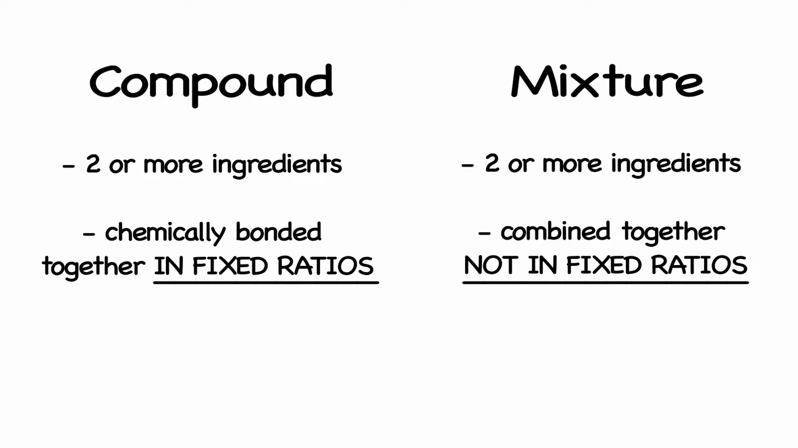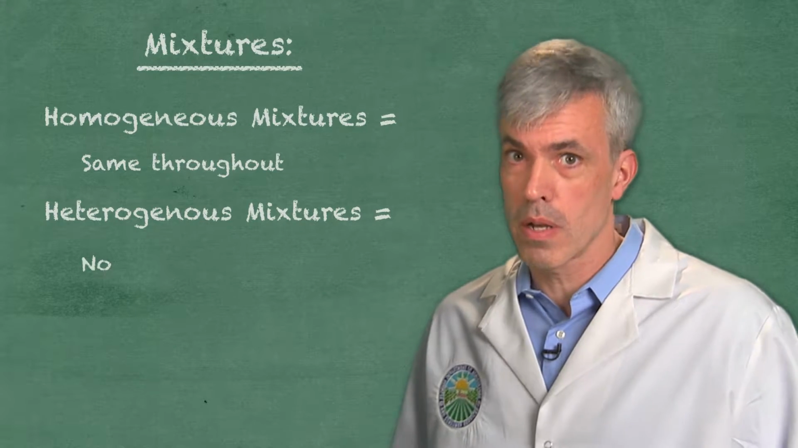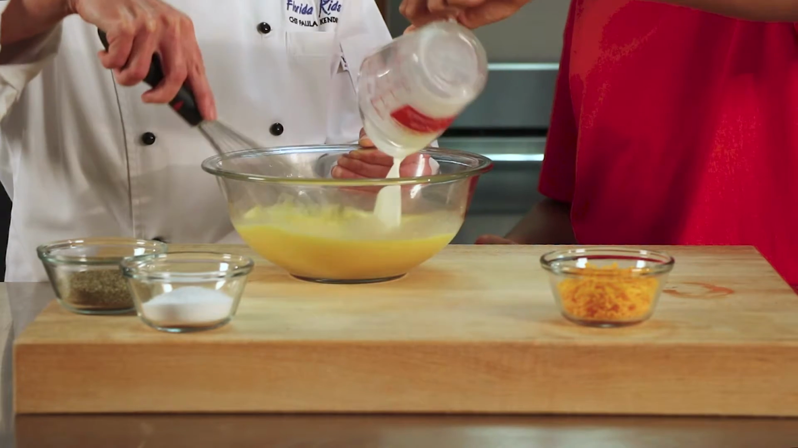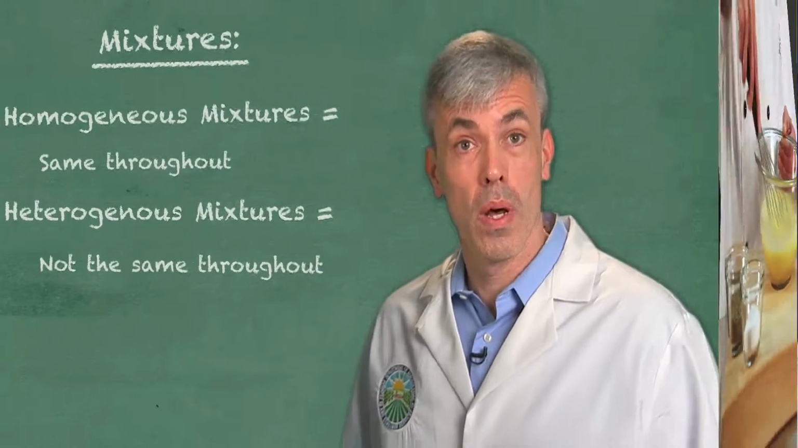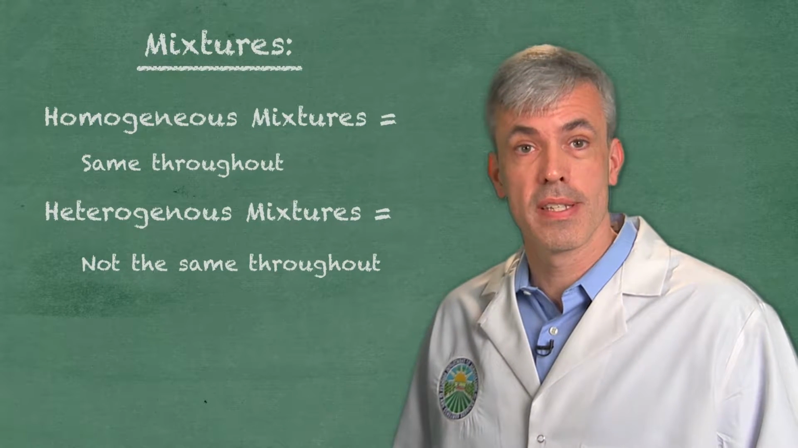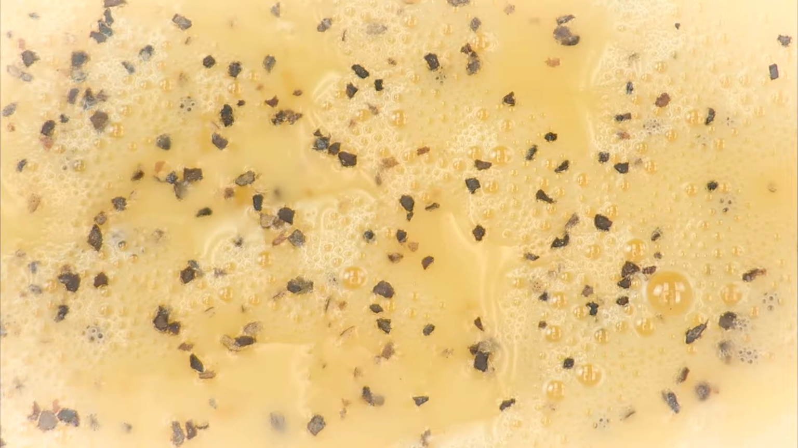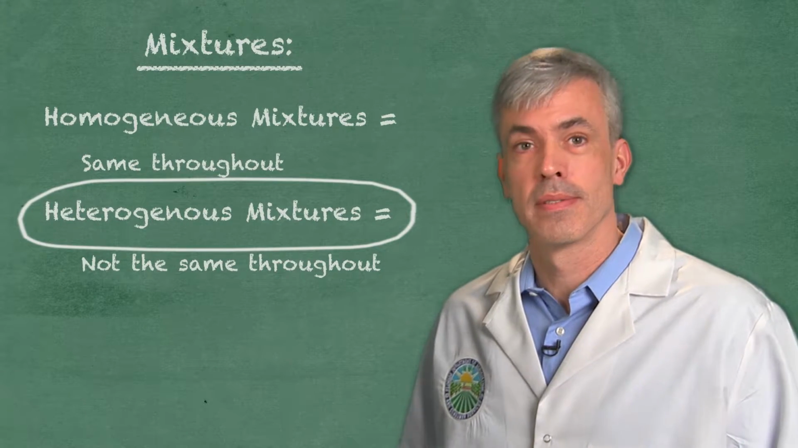Now, to make things even more complicated, here's Dr. Matt. Yes, it may be more complicated, but it's important. There are two types of mixtures that we deal with. Homogeneous mixtures, meaning they are the same throughout, and heterogeneous mixtures, meaning they are not the same throughout. That being said, is a mixture of milk, salt, pepper, and eggs a homogeneous or heterogeneous mixture? Well, even though the ingredients appear to be inseparable, this is actually a heterogeneous mixture because they are not evenly blended throughout. You can actually see it visually with the pepper flakes scattered throughout the egg.